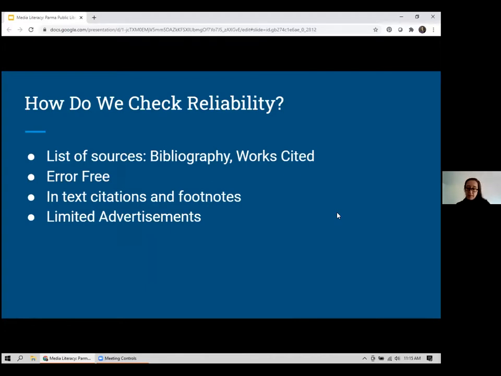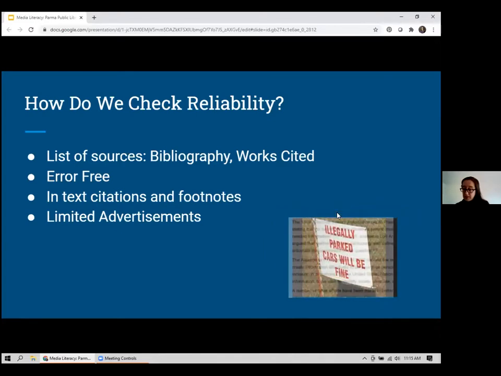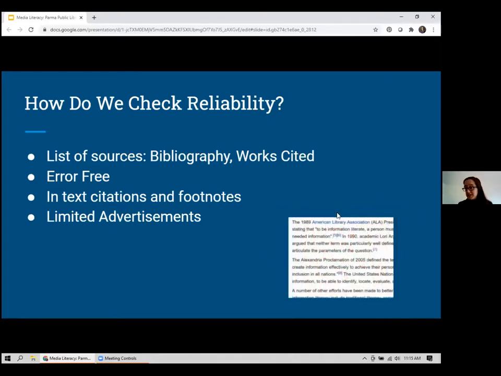Because that way you can check their sources and to see if their facts are right. Are there no errors? You know, something's not reliable if there's a lot of spelling mistakes. Are there citations inside? So in-text citations, if you go to any Wikipedia article, you'll see tiny little numbers after a fact to see that they actually cited something, that they actually have information on where they got their information.